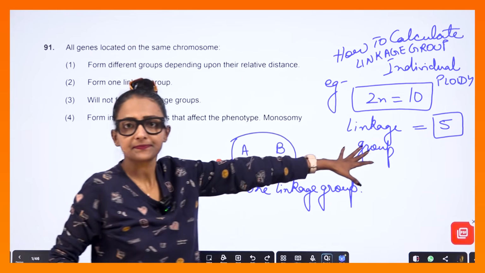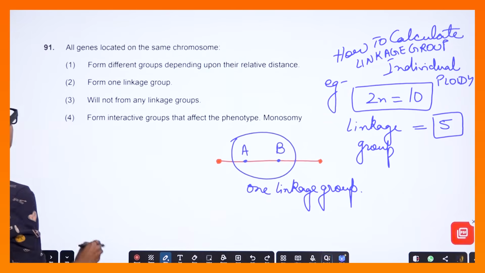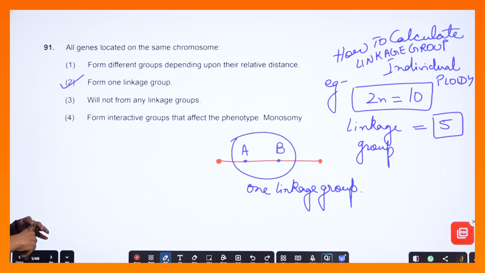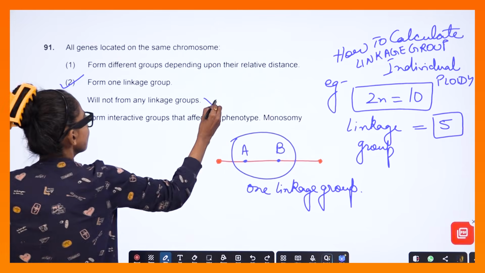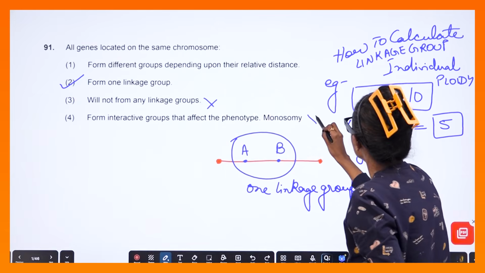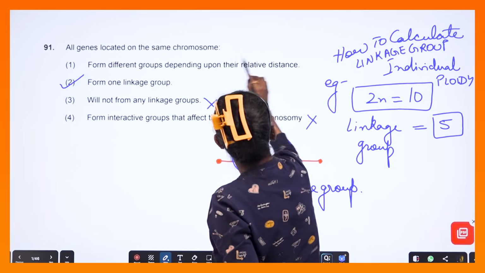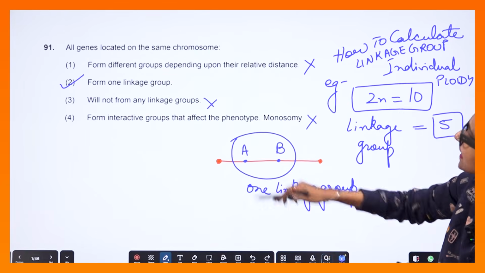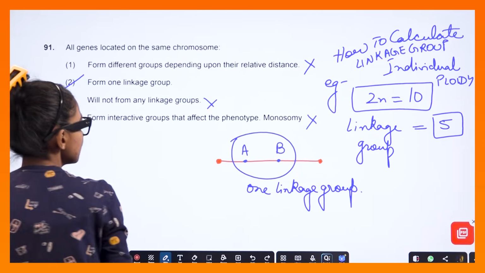This is also a way. So all genes located on the same chromosome will form one linkage group. This option is wrong, since it says they form different groups. That is false, so only option number 2.